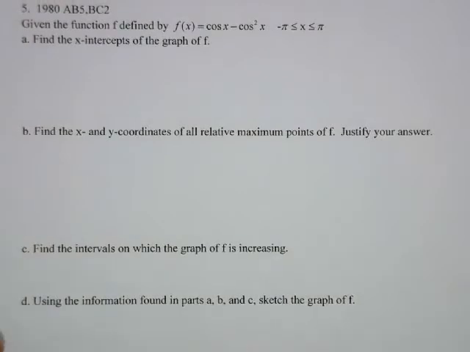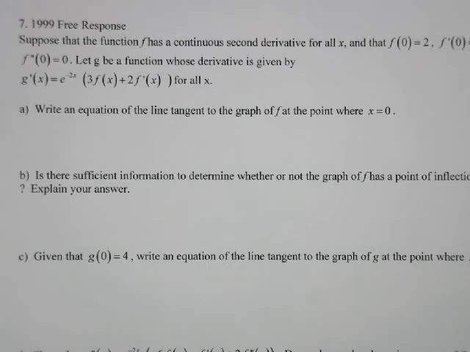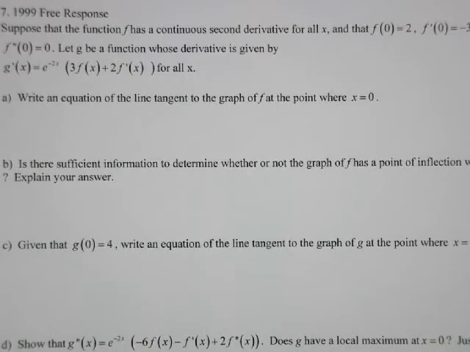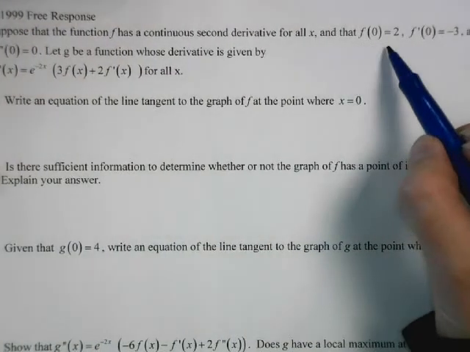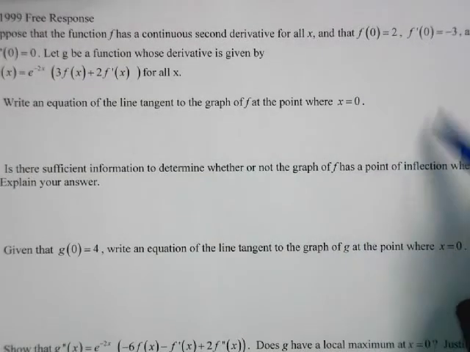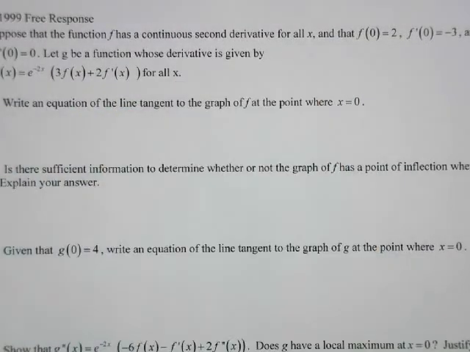Okay, and I'll finish off going through this last page. Okay, so this is an AP problem. Suppose a function f is continuous, has a continuous second derivative for all x. And we're given this information. f of 0 is 2, f prime of 0 is negative 3, f double prime is 0. And let a function g be that whole mess of stuff.